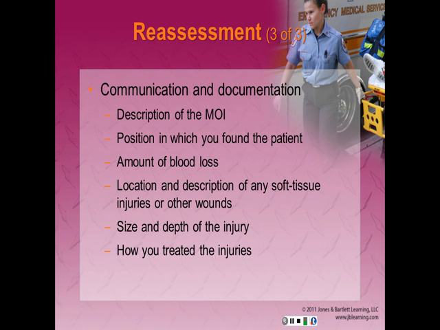Describe your mechanism of injury in your communications and documentation, as well as the position in which you found your patient when you arrived on scene. It is important to recognize, estimate, and report blood loss amounts and how rapidly, or how much time passed since bleeding started. Include location and description of any soft tissue injuries or other wounds that you have located and treated. Describe the size and depth of the injury and provide an accurate account of how you treated these injuries.